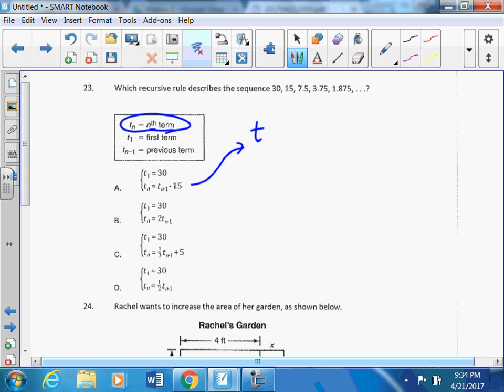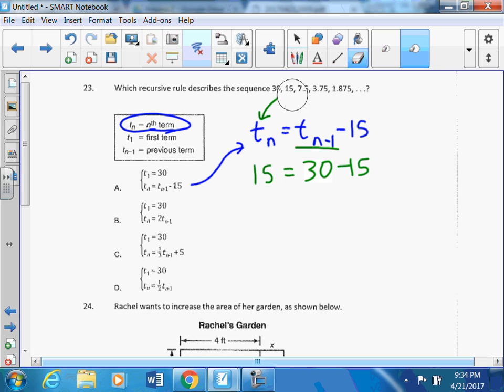We have the nth term equals the previous term minus 15. So let's say right now we are at 15. If we plug in 15 here, that would be 15, right? Equals, and this is the previous term to 15, so that would be 30. And the question is, is this true right here? 30 minus 15 equals 15, and that is true. So far, A might be my answer.